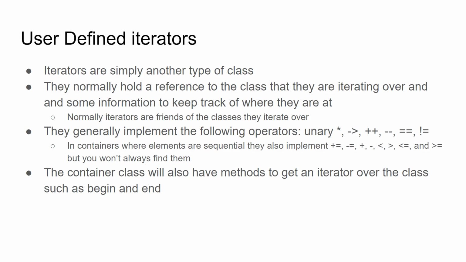In containers where it makes sense, sometimes you'll be able to do things like plus equals, minus. For example, with a vector iterator, you can do my vector iterator plus 5, and that will move you 5 elements beyond wherever that iterator is currently at. But with a map iterator, you cannot do map iterator plus 5 to get to the 5 elements after this one. It's just not well defined, especially for an unordered map. The container class will also have methods to get an iterator over the class, such as begin and end, which you've already seen.